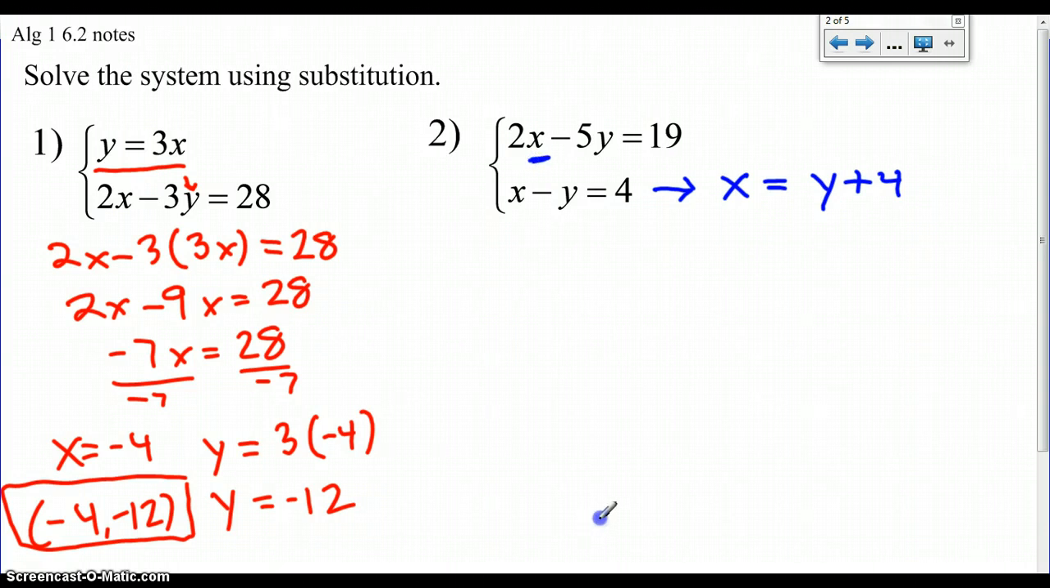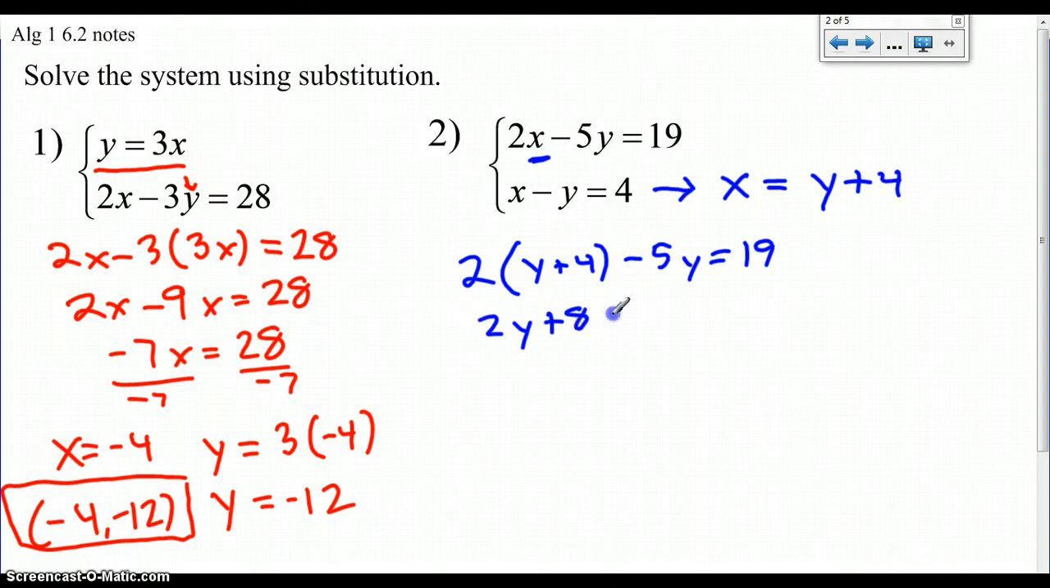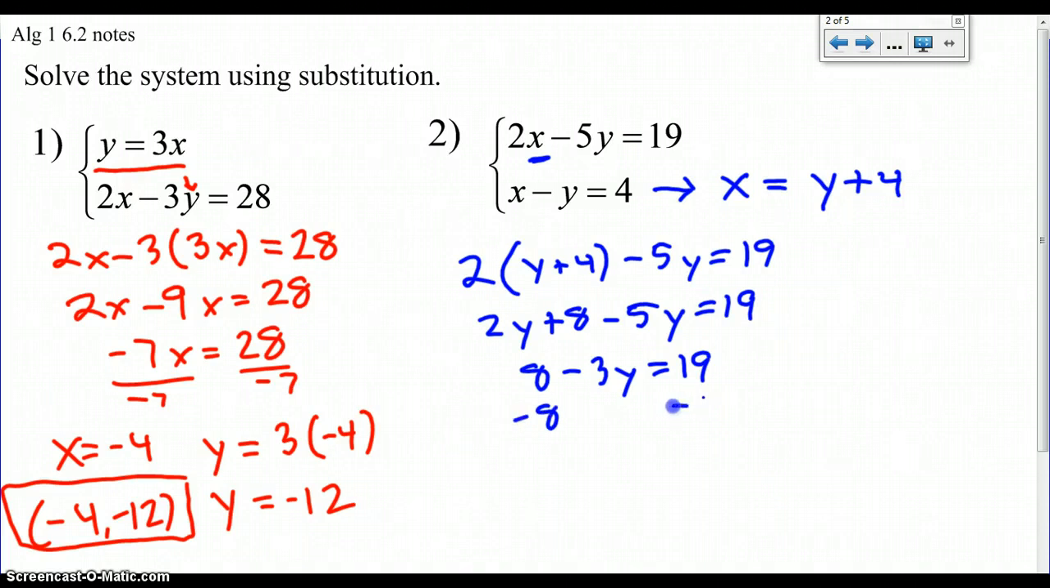Then I can go to that first equation and plug it in for x. So instead of 2x, it's 2 times (y plus 4) minus 5y is 19, so I can distribute. So let's see, 8 minus 3y equals 19. If I subtract 8, so y then is negative 11 thirds.